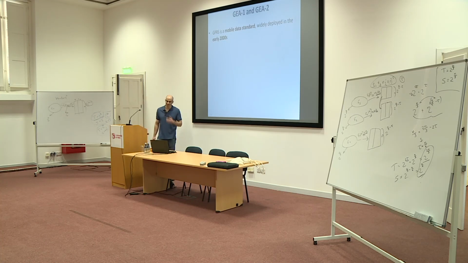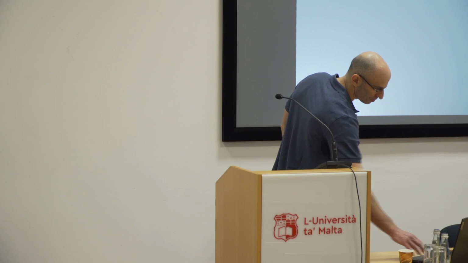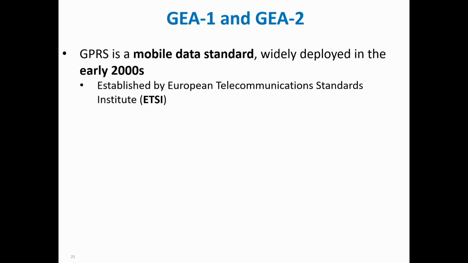The background here is GPRS, which is short for General Packet Radio Service. It's a protocol standard for mobile data. It was used for transmitting email or internet connections over mobile, in the early 2000s. It was established by the European Telecommunications Standards Institute.